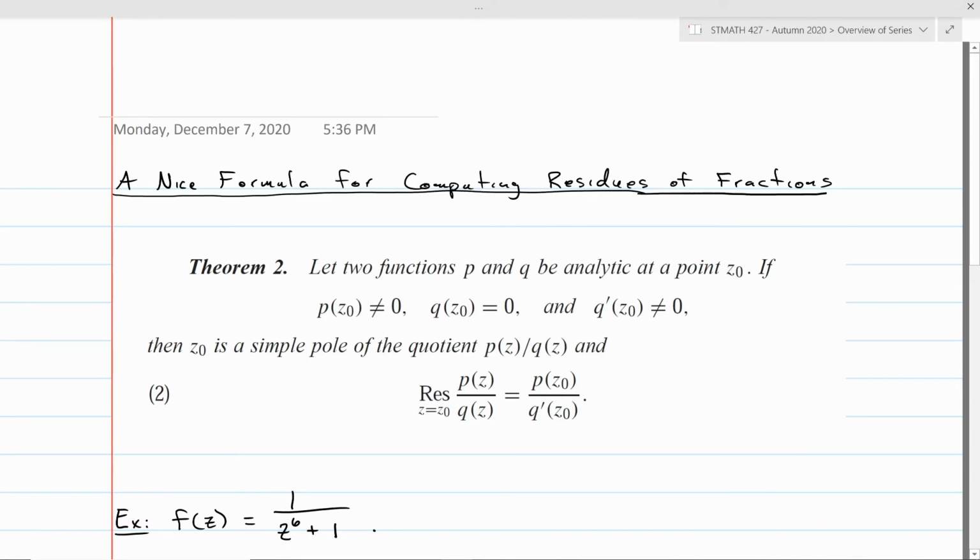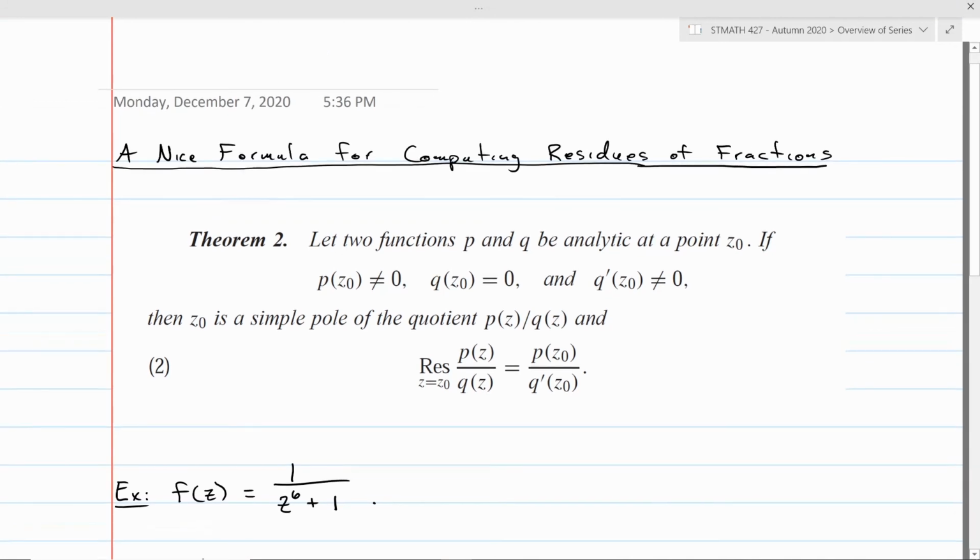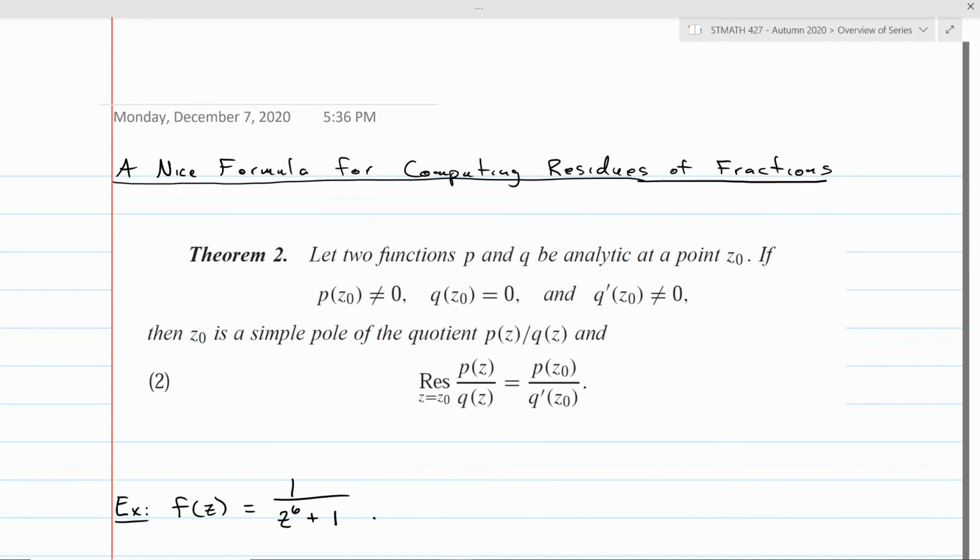Here's a little theorem that comes out of the chapter on residues, which is especially nice for calculating residues of rational functions. It just tells you how to get these residues without having to do too much work. So the setup is you have two functions that are the numerator and the denominator of a fraction, and they're both analytic at some point z0.